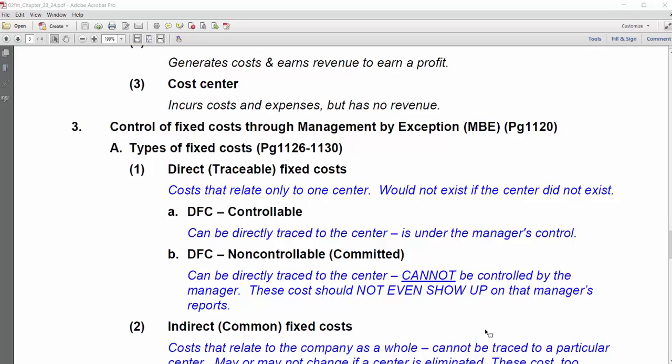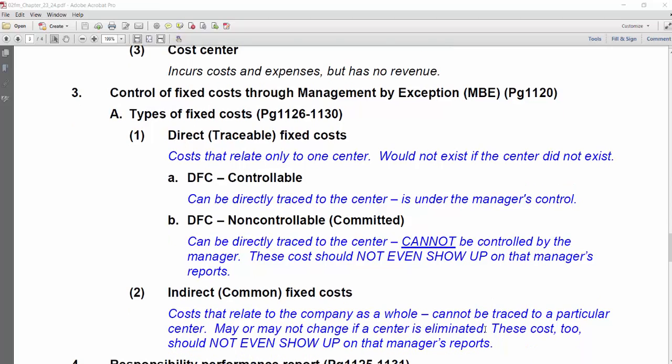Indirect or common fixed costs are costs that relate to the company as a whole. These really can't be traced to any particular center. You can't tell whether they would or wouldn't be eliminated if that center was eliminated, and these too shouldn't show up on any manager's report below the level of probably top management.